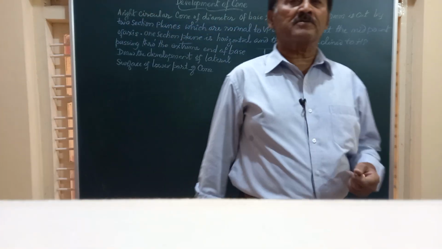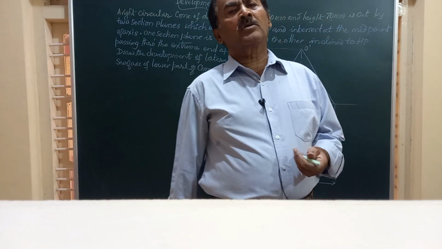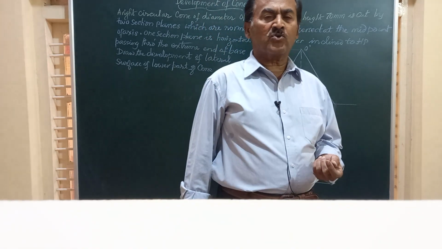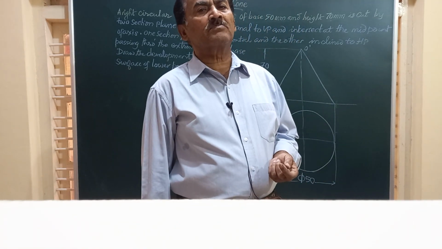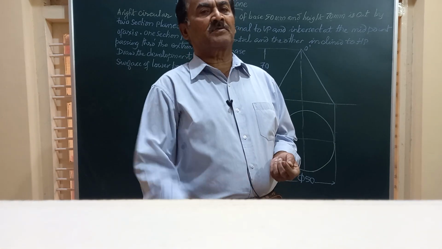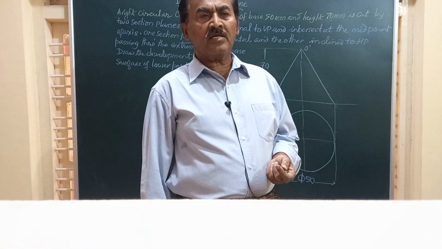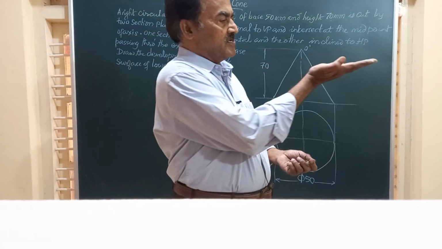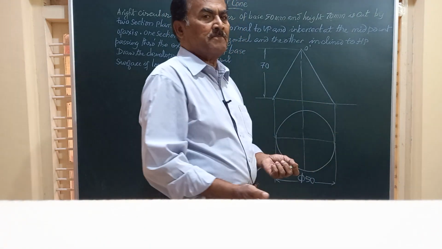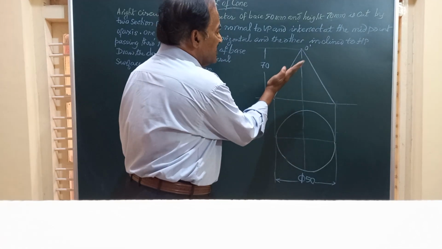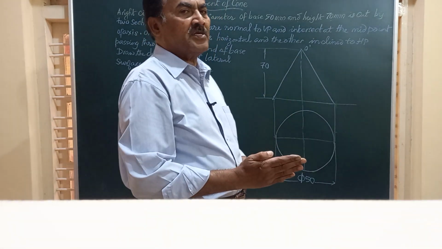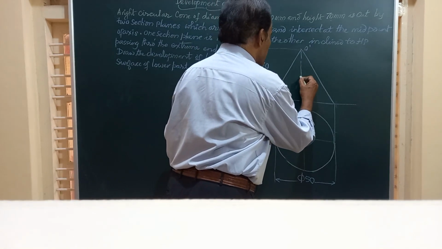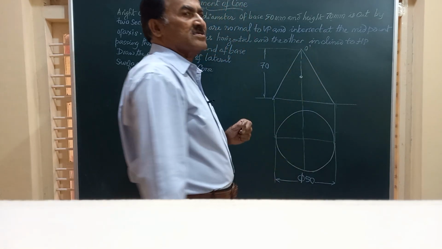Good morning, friends. In today's video, we are going to work out a problem on the development of a cone which is being cut by two section planes. Among these two, one of them is horizontal, that is perpendicular to VP, and the other is inclined at an angle to HP, both meeting at the midpoint of the axis. Suppose say this is the midpoint of the axis.